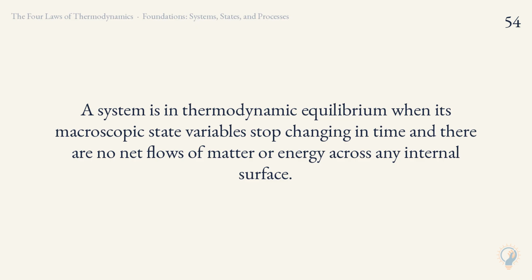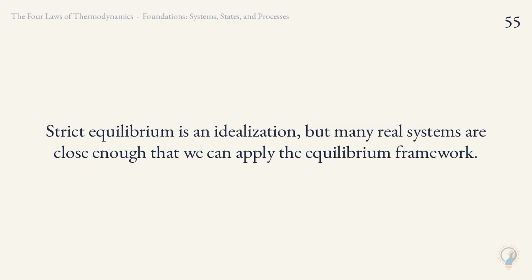A system is in thermodynamic equilibrium when its macroscopic state variables stop changing in time, and there are no net flows of matter or energy across any internal surface. Strict equilibrium is an idealization, but many real systems are close enough that we can apply the equilibrium framework.